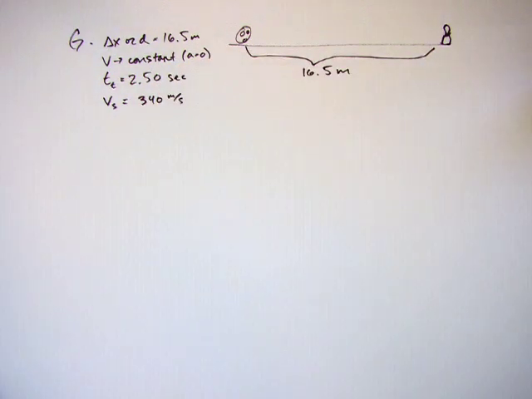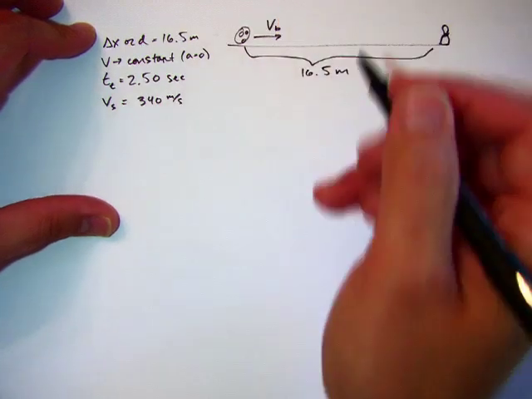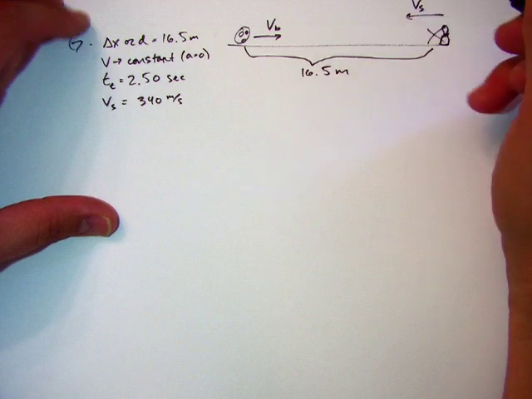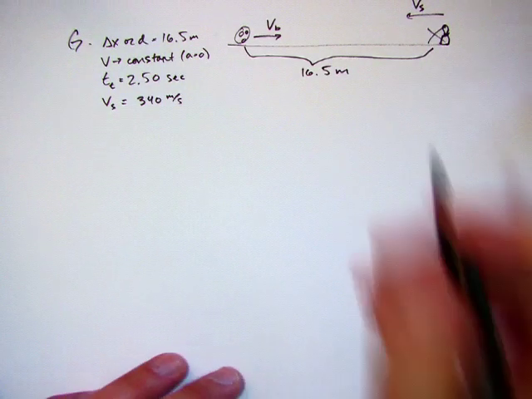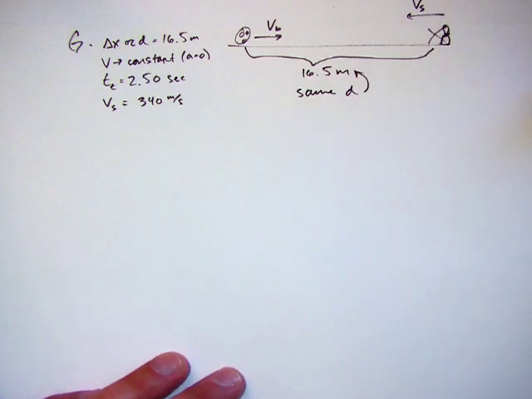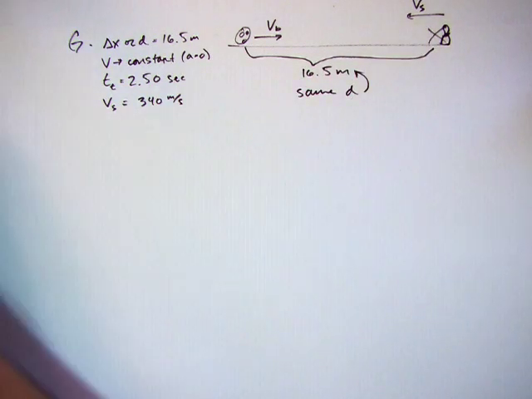Okay, so really what I have here is two different problems. I have the ball traveling down the lane, and I have the sound wave traveling back. Okay, so the ball is going to have a certain velocity as it goes down the lane, and when it strikes, the sound wave is going to have a certain velocity as it goes back. But we can assume that the same distance is traveled by both the ball and the sound wave. So that's going to help us out. So let's break this into two parts.